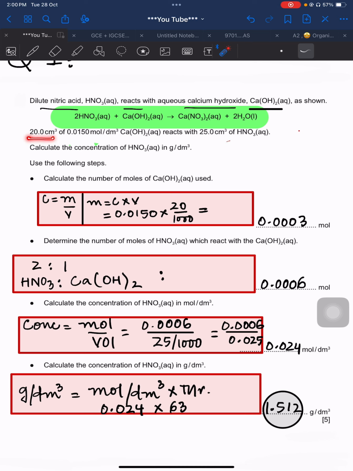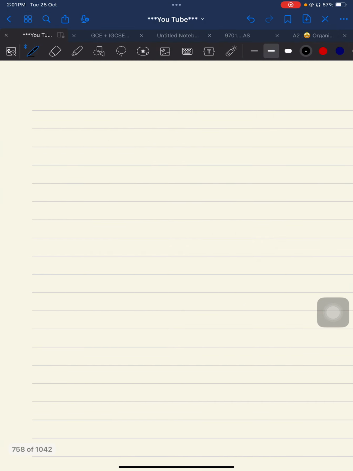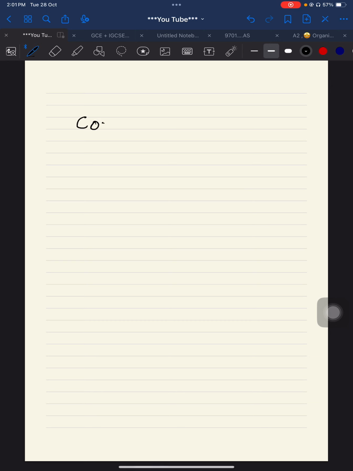20 centimeter cube, centimeter cube, so this is volume. Moles per decimeter cube, so this is concentration. What is concentration? It is the amount of a substance dissolved per liter of water. Whenever any number is with the unit of moles per decimeter cube, it is always concentration, and whenever any number is with centimeter cube only, it is called volume. There is a formula which I am going to introduce to you: concentration is equal to moles upon volume. Here I am writing this formula right now.